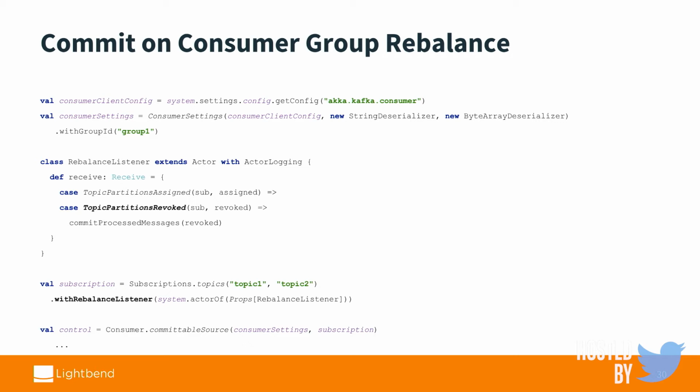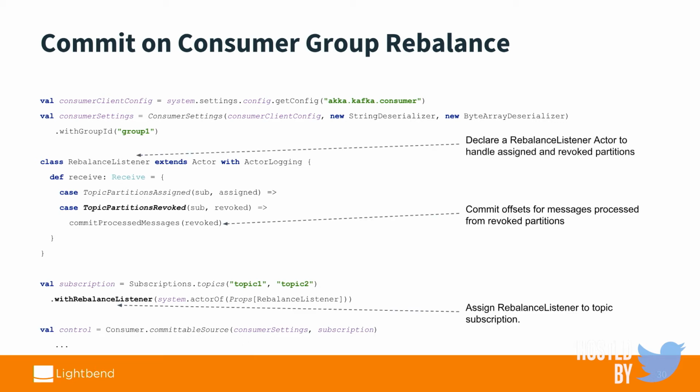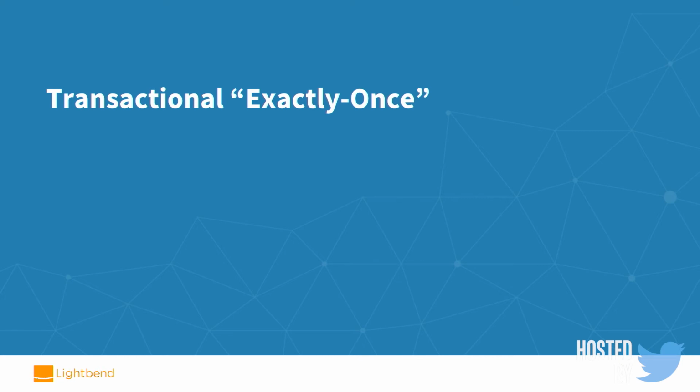And then this is showing the example where we want to commit those messages from the partitions that have been revoked, so that the next client that receives that partition can read from the latest offset. We don't have duplication going on. So you get a reference to this actor and you pass it along with your topic subscription when you spin up your stream. That's everything I just said.